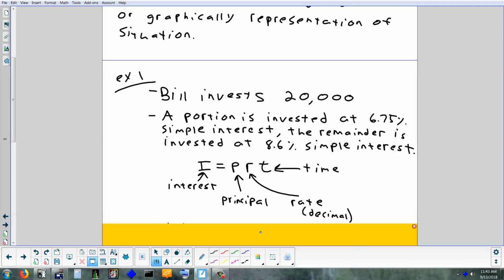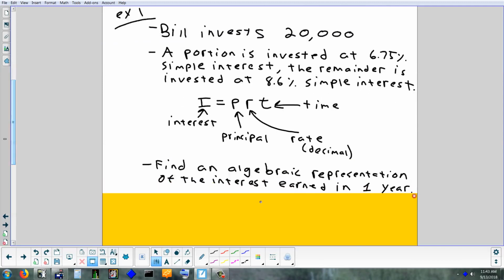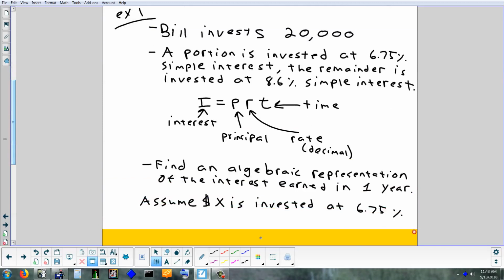Right, so Bill's got $20,000 to invest. He's going to put it in two different investments. We're going to let X be the amount of money that he invests at 6.75%. So Bill is going to invest X dollars at 6.75%. And what I want to do is write an equation to show how much interest he earns in 1 year.